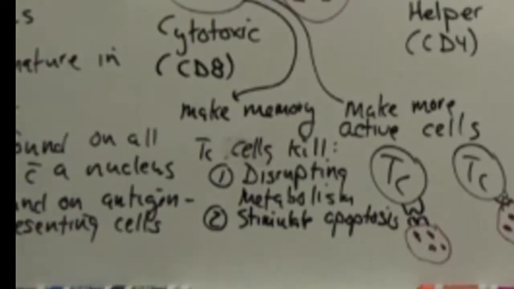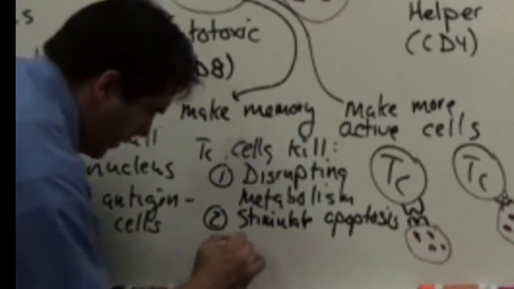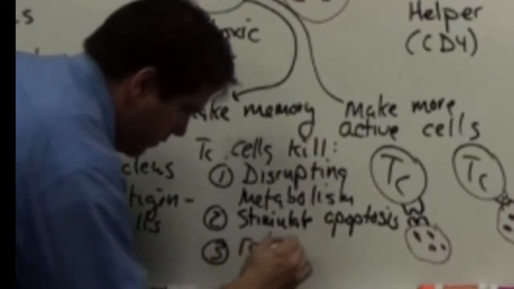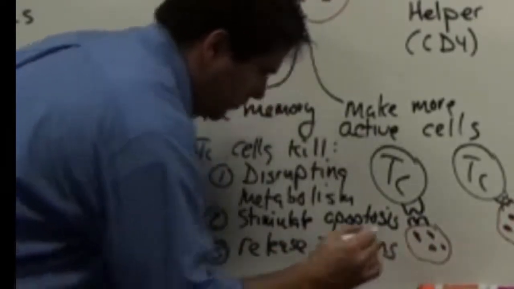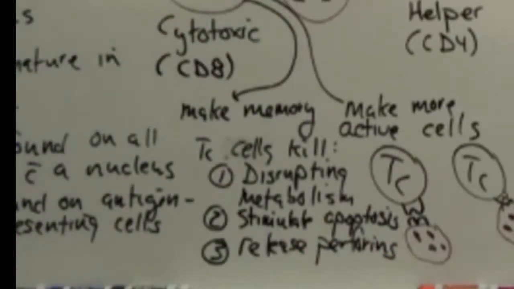The third thing it'll do is release perforins. We talked about perforins before when we talked about natural killer cells. So little proteins that will assemble into a ring shape in the wall of a pathogen with a hole in it. So this is how the TC cell kills.